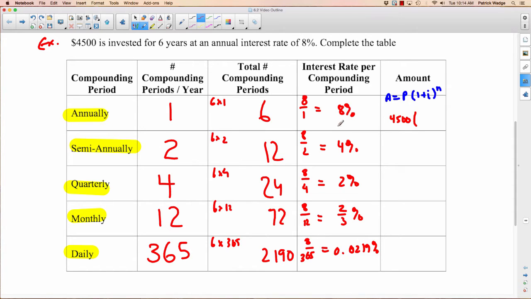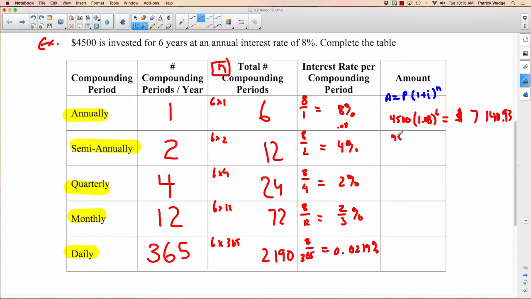You turn this to a decimal, so that's 0.08, right? So 1 plus 0.08 is 1.08. You raise it to the nth power, which is 6. This is our n value right here. If you do that, first of all do the exponent, then multiply by 4,500, you're going to get $7,140.93.